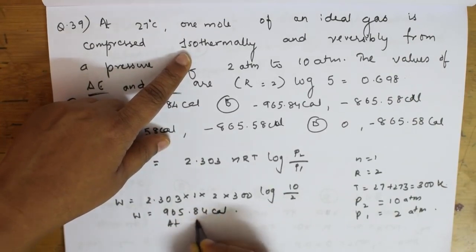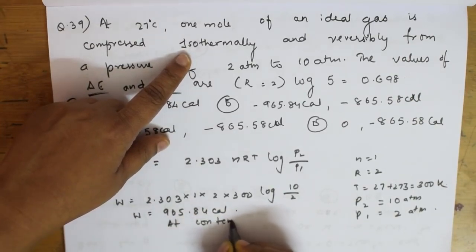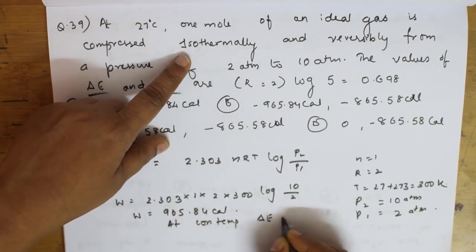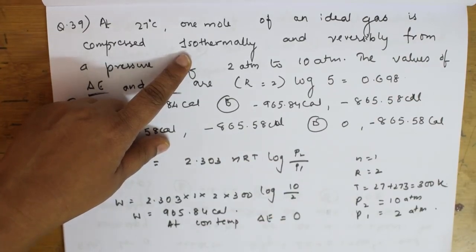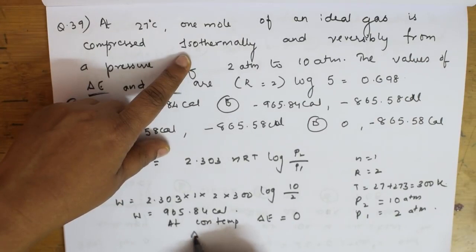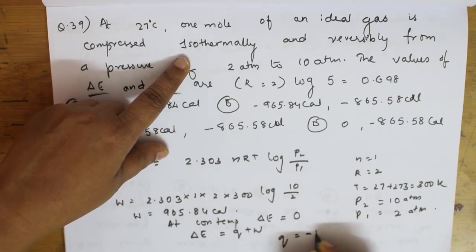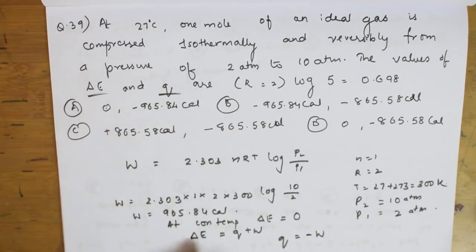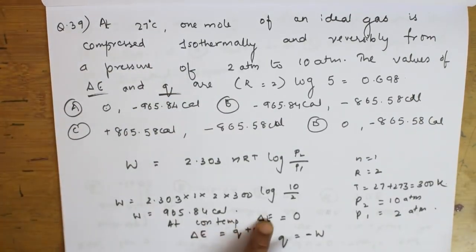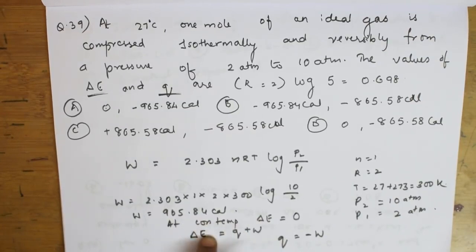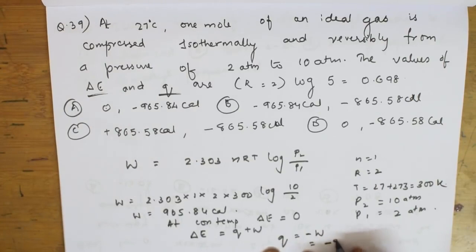Now they said isothermally, at constant temperature. So at constant temperature, the delta E value is 0, correct? According to the first law, delta E is equal to Q plus W. So Q is equal to minus W. Yes or no? Because delta E has become 0 at constant temperature, when W comes to this side, Q is equal to minus W. So what is the value? Minus 965.84 calories.